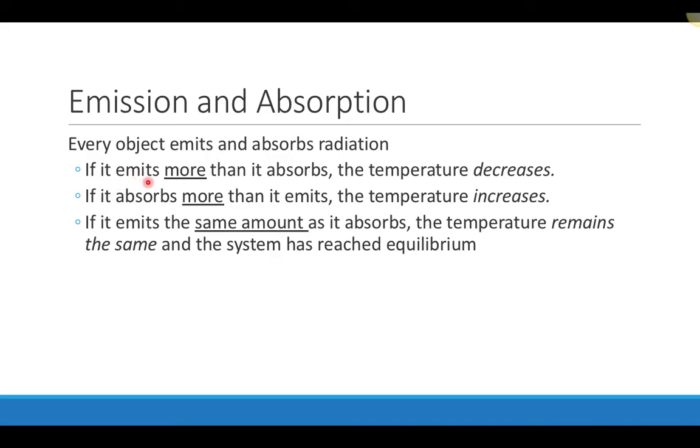If it emits, if it radiates more than it absorbs, then the temperature is going to decrease. Basically it's giving away more energy than it's taking in, so the temperature of that object is going to go down. On the other hand, if it absorbs more than it emits, it's gaining more energy than it's losing, so its temperature is going to go up. And if it emits the same amount as it absorbs, then the temperature is going to remain exactly the same. So we can have an idea of when the temperature increases, decreases, or remains the same in terms of radiation, what's actually going on.